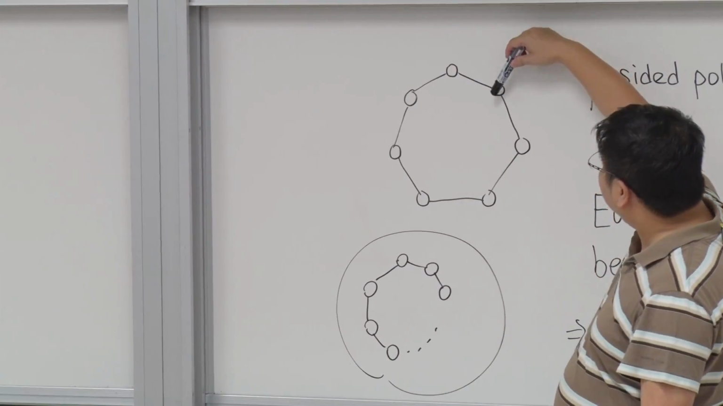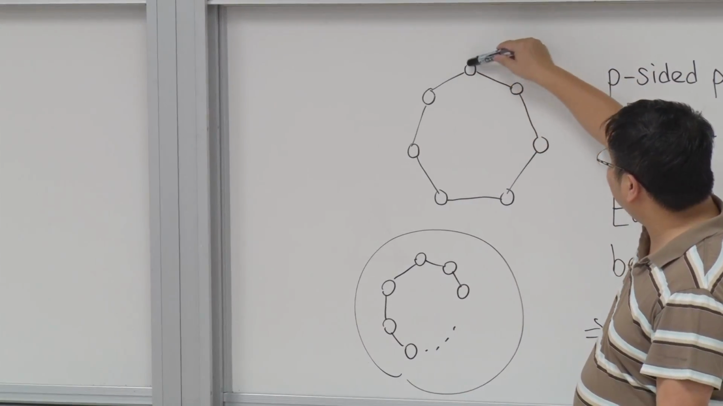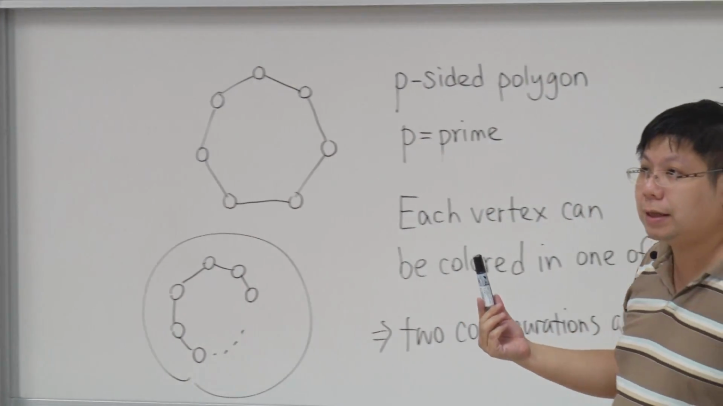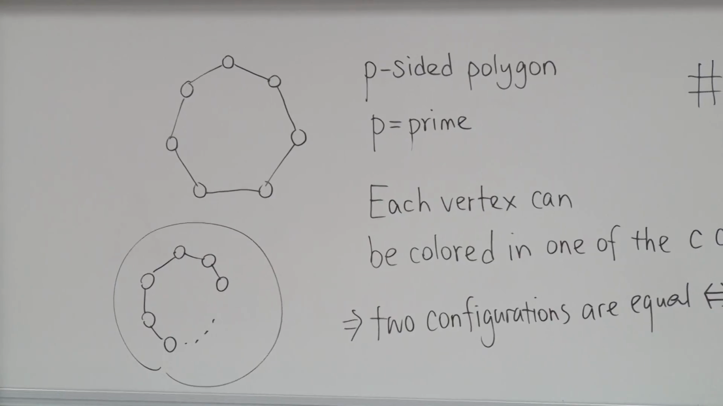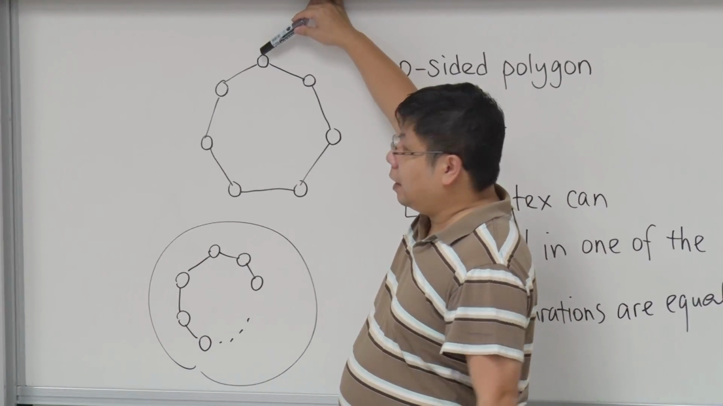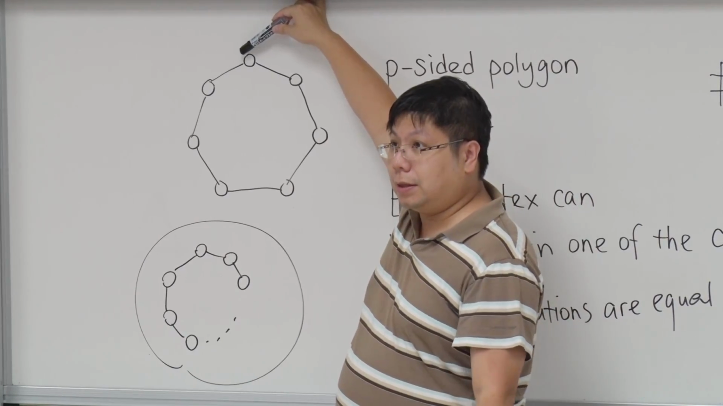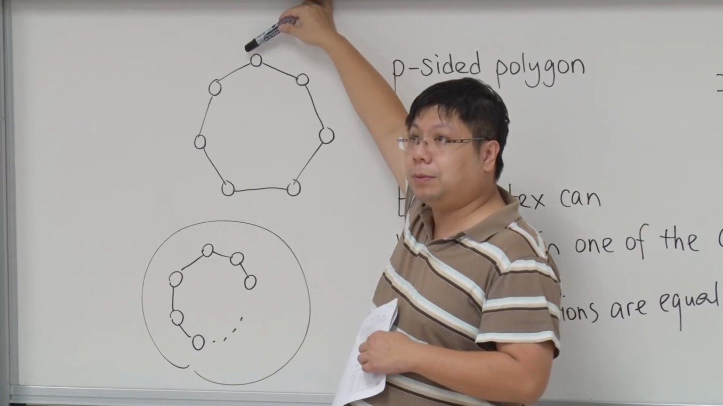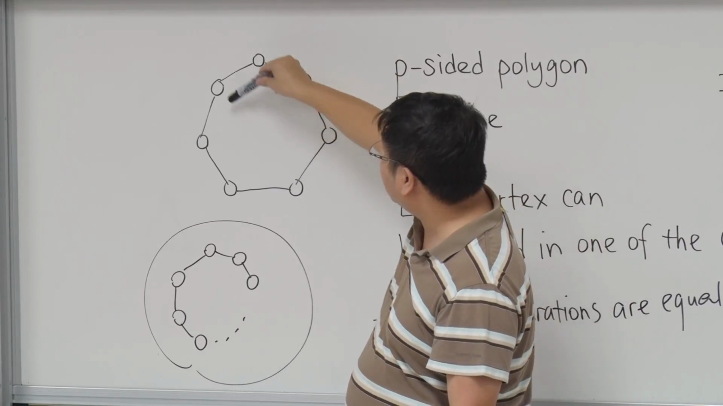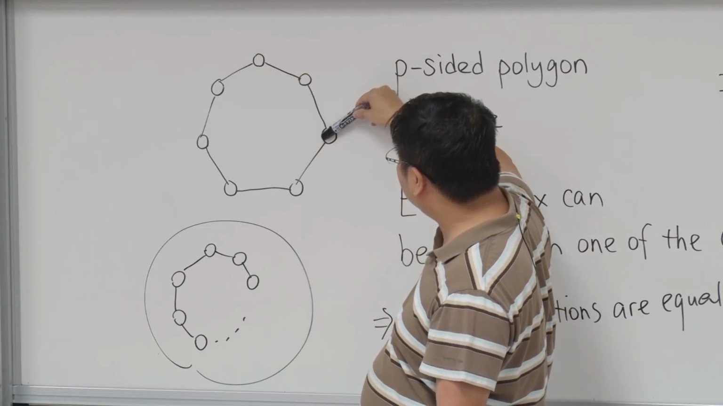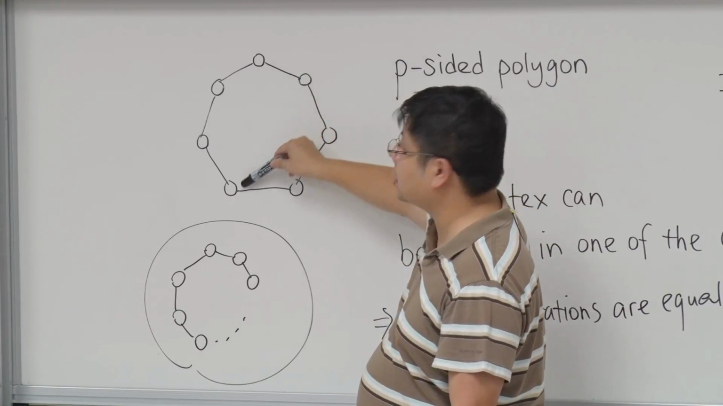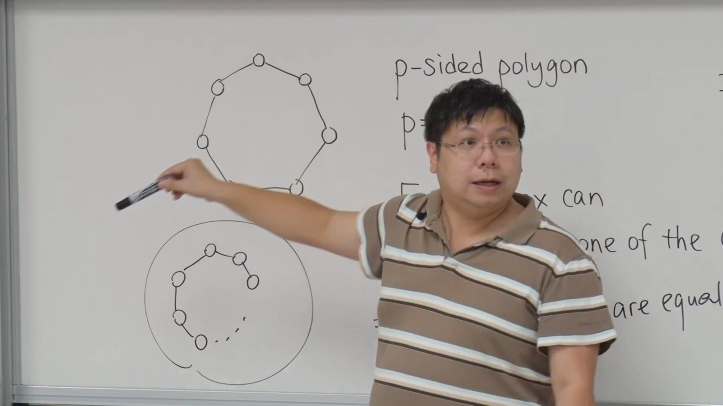So in that case, if you have 2, 2, 2, 2, 2, 2, 2, then you generate the whole group, which means that all the vertices have to be the same color. And similarly, if we rotate it by 3 vertices, it also implies that all of them have to be the same color, because this one has to be the same as this one, the same as this one, and so on. Is that okay?